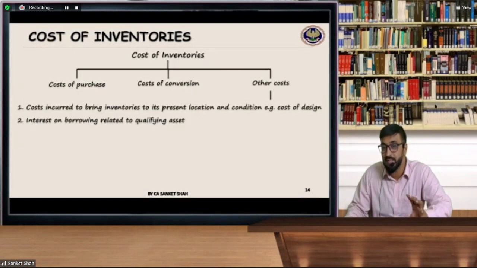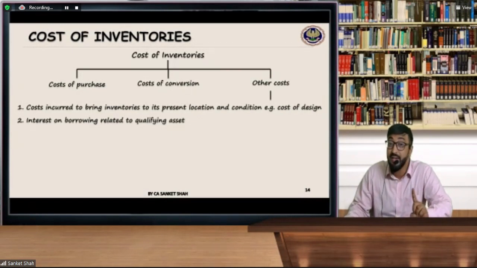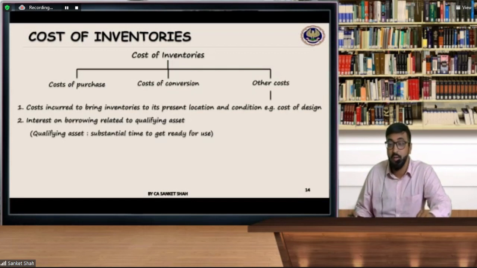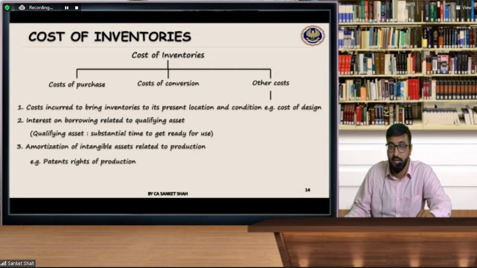Normally interest is not added, but interest related to qualifying asset. And what is qualifying asset? That we are going to see in accounting standard 16. An asset which takes a substantial time to get ready for its intended use is called the qualifying asset, and that interest on borrowing cost will be added to your cost. Okay, so qualifying asset means substantial time to get ready for its intended use.